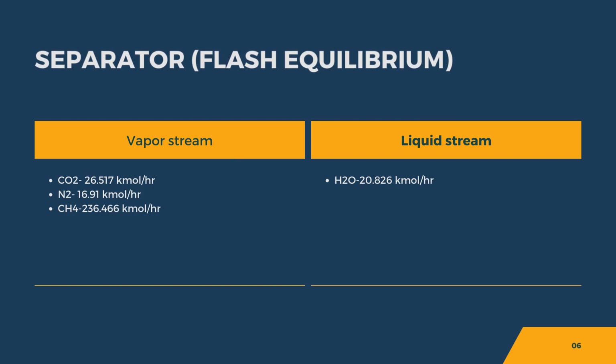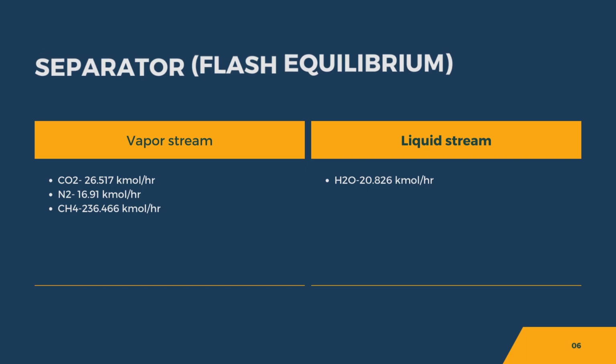As we can see here from the block diagram, they are separated. And for the upper stream, which is the vapor stream, the flow rate for CO2 is 26.517 kmol per hour, nitrogen 16.91 kmol per hour, and methane 236.466 kmol per hour. And for the liquid stream, which is the bottom stream, there is only H2O, and the flow rate is 20.826 kmol per hour.